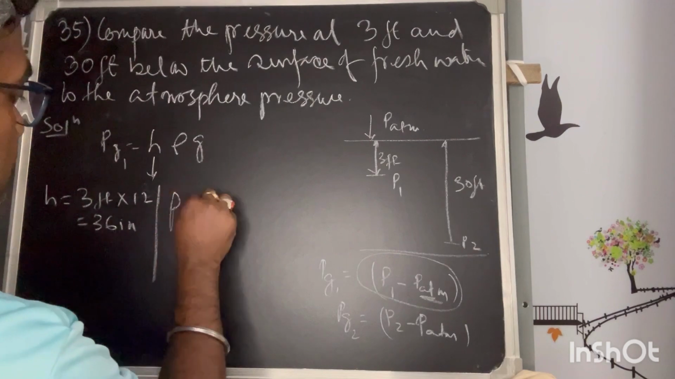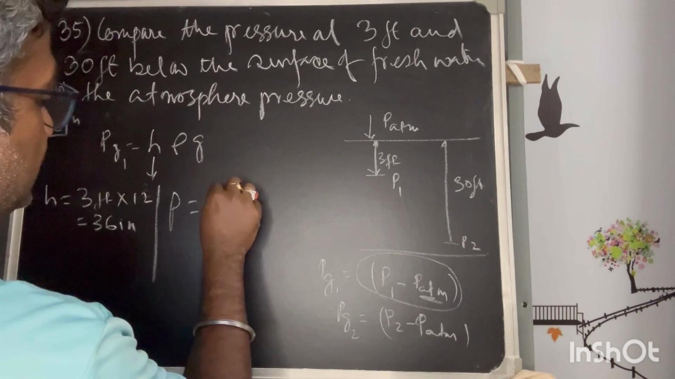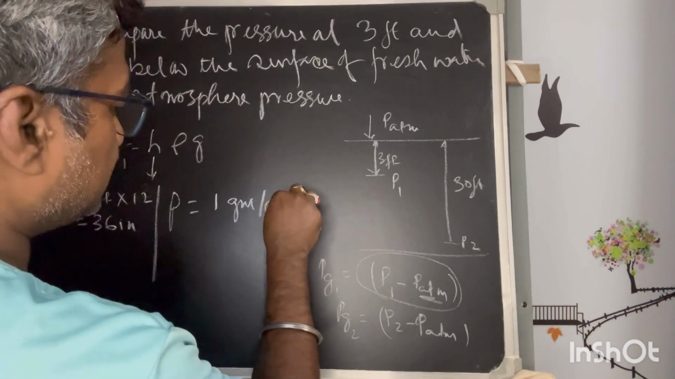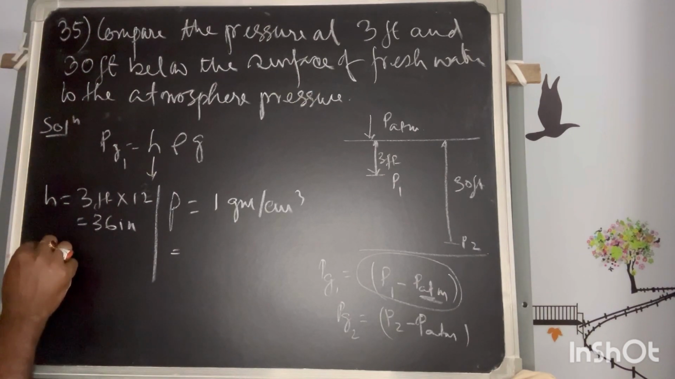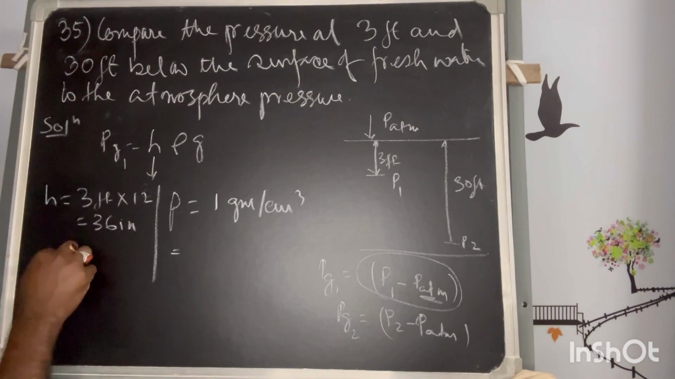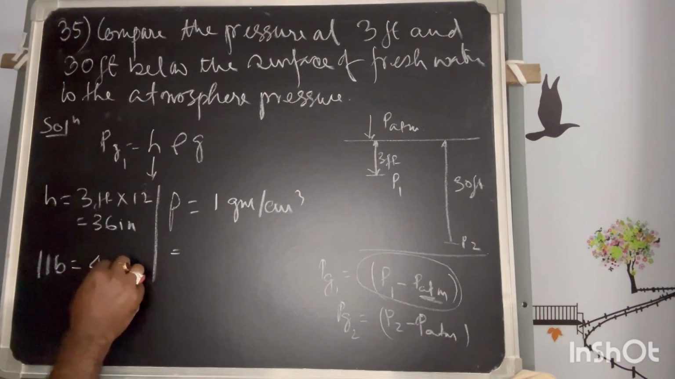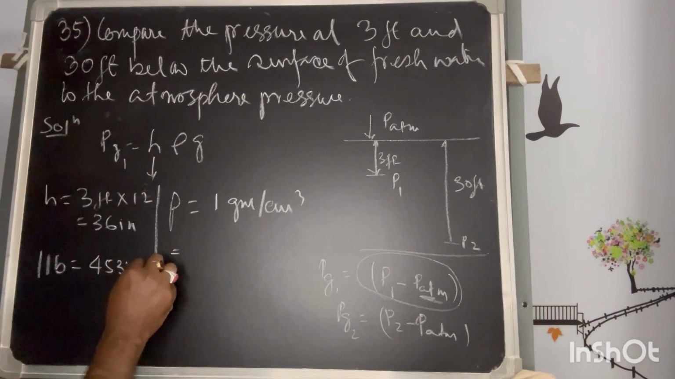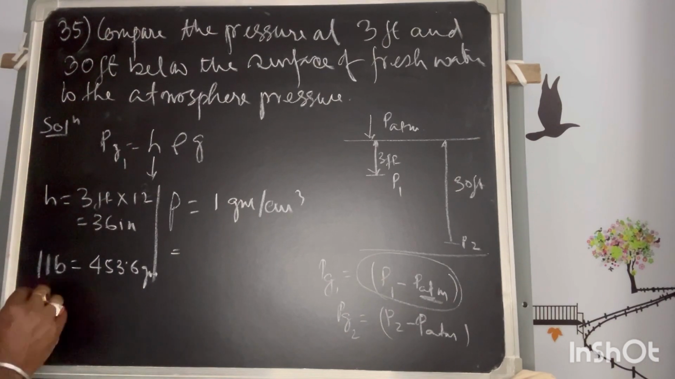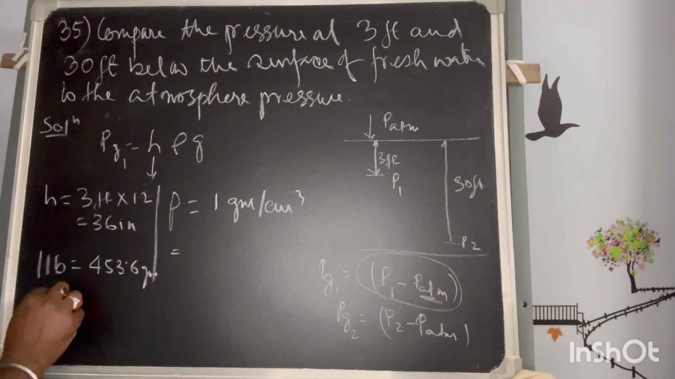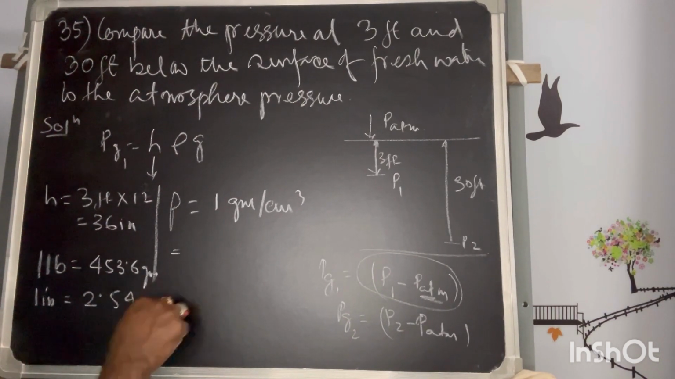Okay, what is rho? Rho, as you know, in CGS is 1 gram per centimeter cube. Now convert it: 1 pound, which is in FPS, is equal to 453.6 gram, and 1 inch, that is in FPS, is equal to 2.54 centimeter. So these are the conversion factors.